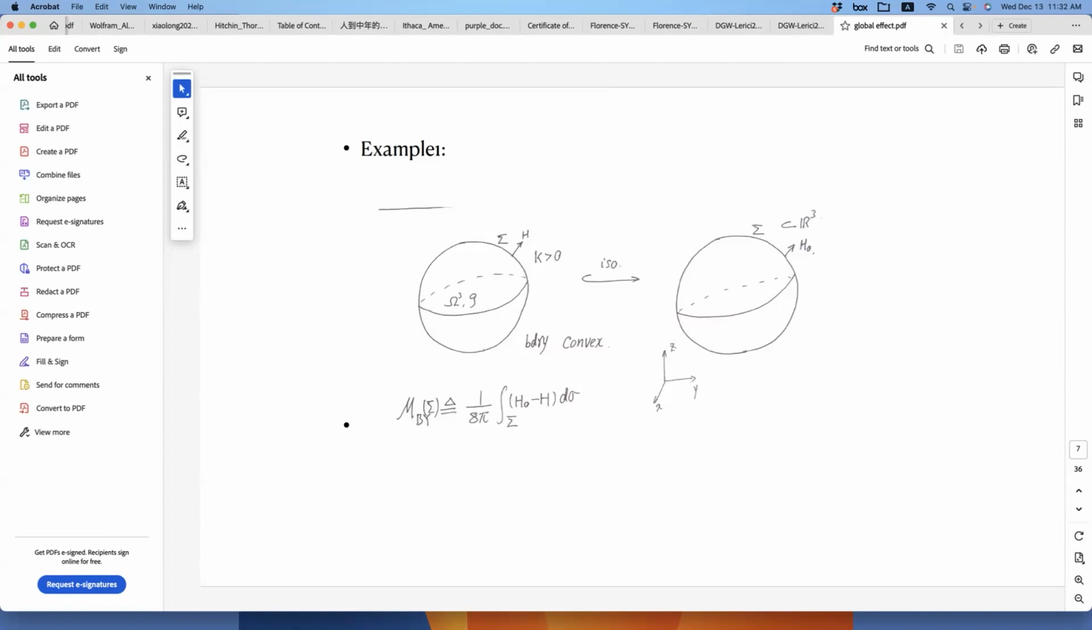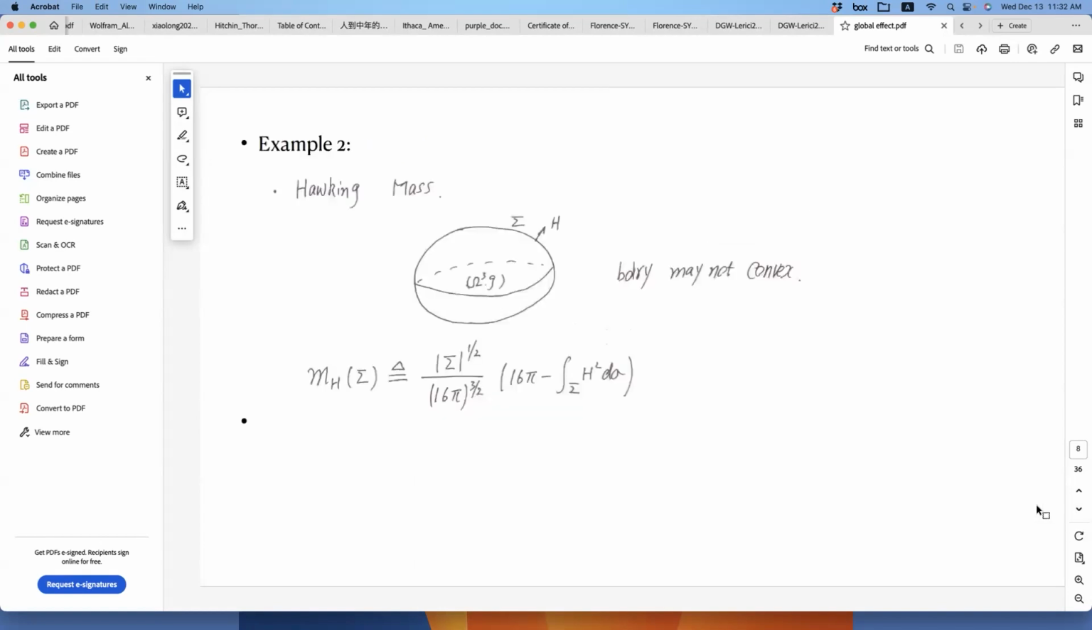And then the second example is Hawking mass. This is the formula for Hawking mass. Here we have the integral of H squared. And we also see that if the geometric boundary is fixed, so the area of sigma is fixed, then the larger the mean curvature is, the smaller the Hawking mass will be.